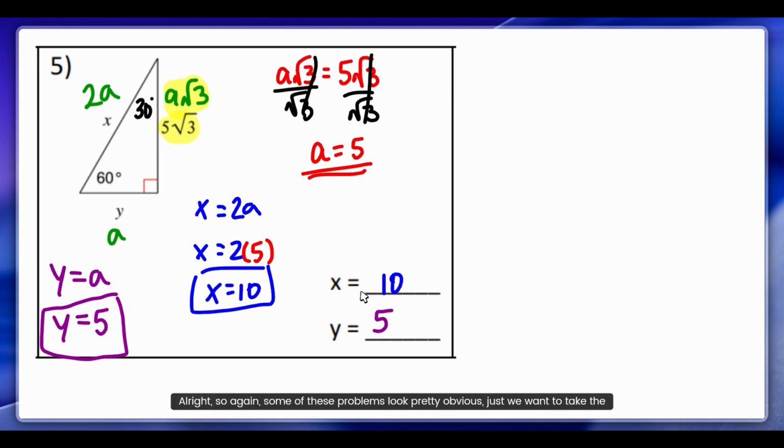All right. So again, some of these problems look pretty obvious. We just want to take the time to practice building these equations so that when we do get to the more challenging questions, we're not as troubled by them.